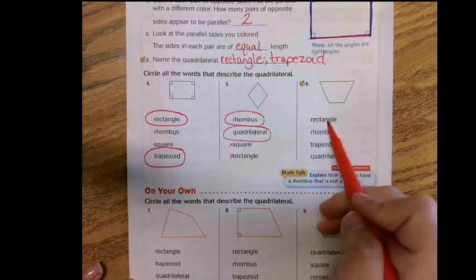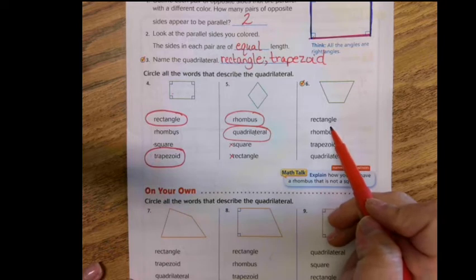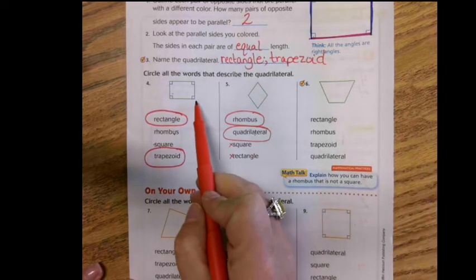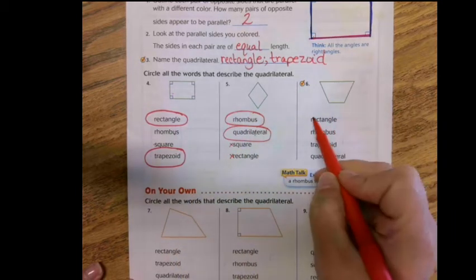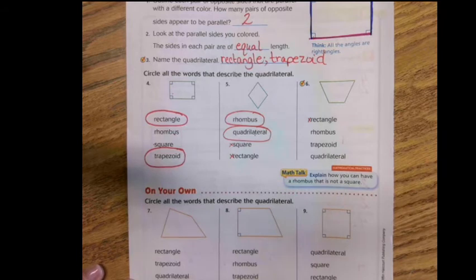Now, a rectangle tells me it has to have how many right angles? Four. Look over here. It's got to have four right angles. I don't even see one right angle, so it can't be a rectangle.